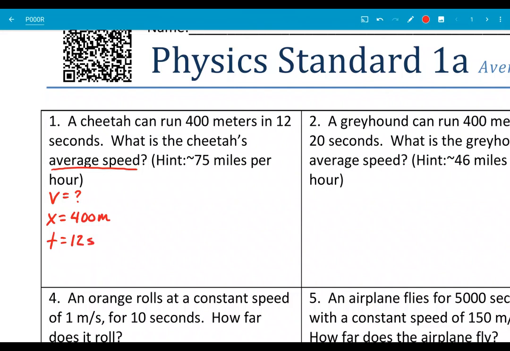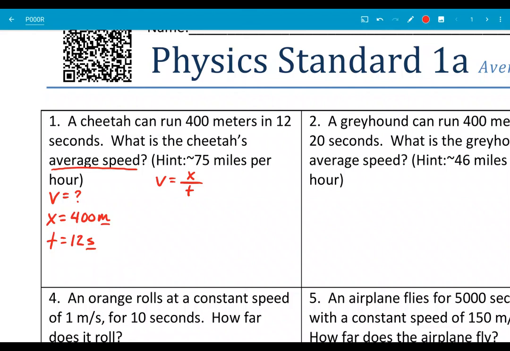Put that down next to T. Now in this case, I include the units next to the numbers just to reassure myself that I'm doing it right. Okay, the next step is always, always, always write down the formula. V equals X divided by T.